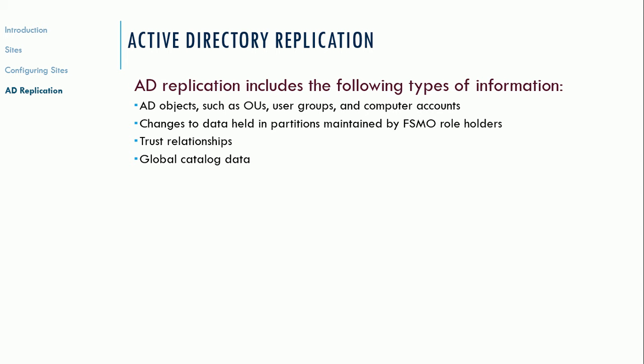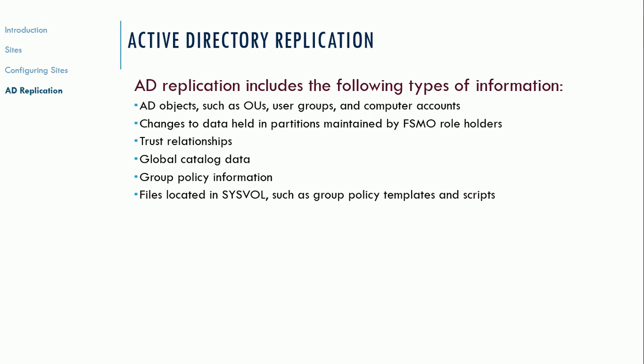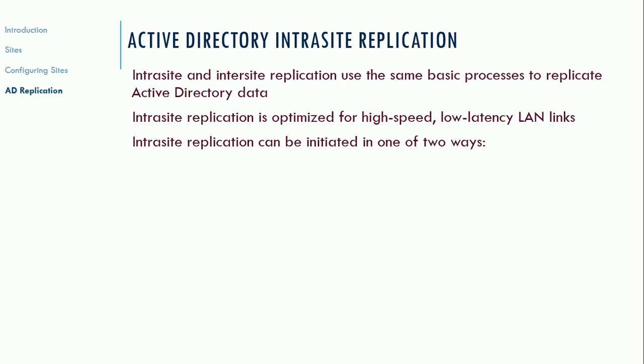Global catalog data. If you recall, the global catalog is sort of a subset of all of the information in the entire forest. That way, if you're trying to log in to a different domain in the same forest, that information can be accessed from the global catalog, but not everything will be in a global catalog, just a subset, enough for you to log in and enough for you to get a valid token. Group policy information, so all of the GPO objects that we talked about in Unit 2, all the files that are located in sysvol, such as the group policy templates and scripts and startup scripts, which are in sysvol.